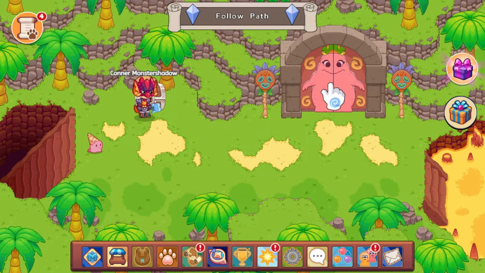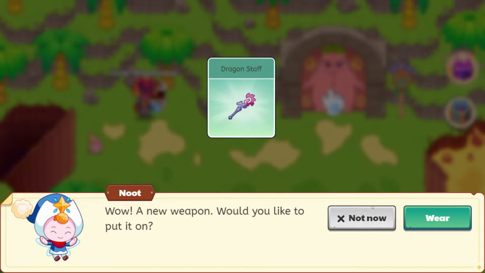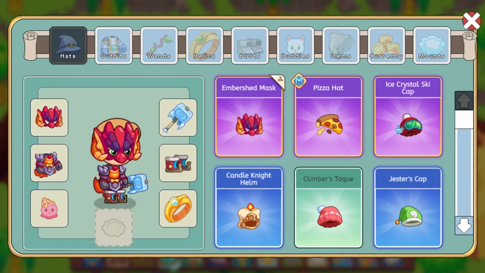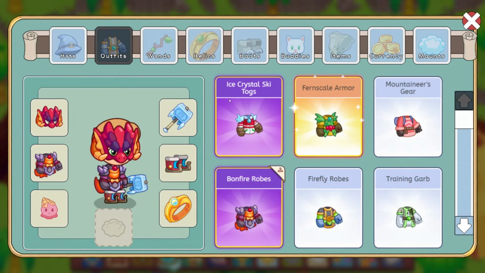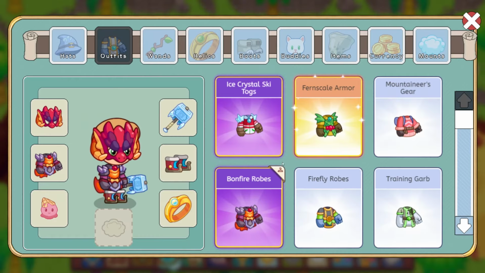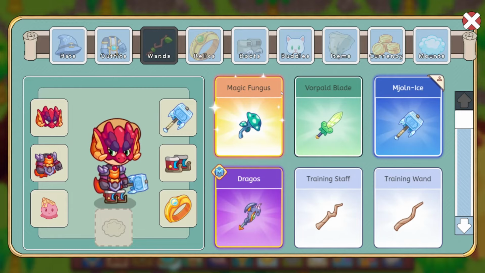All right, we'll open this up. Dragon staff, not now. Let's do a little armor check here just to make sure. So that's the best hat. Outfits, that would be minus 34, minus 56. Bonfire robes. Okay, so that's all. And then I think we're good as far as all of our other things.